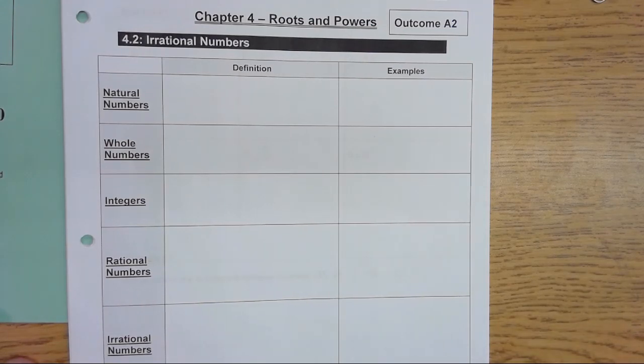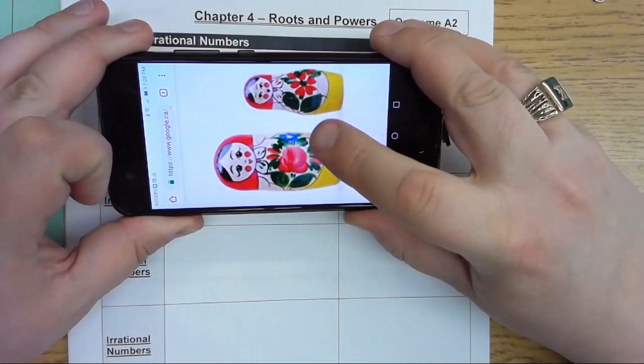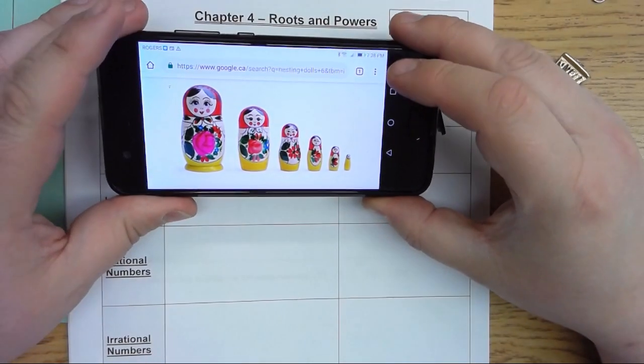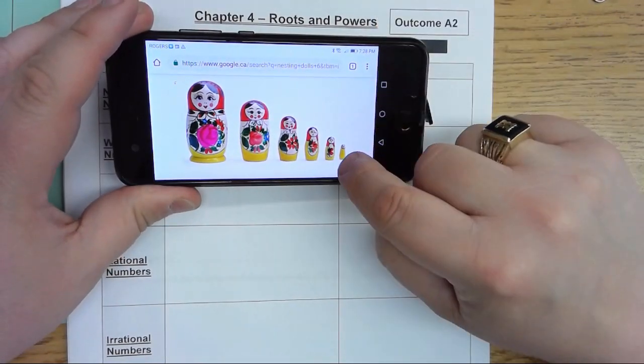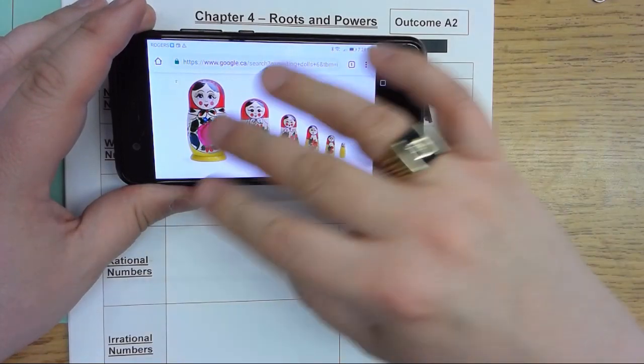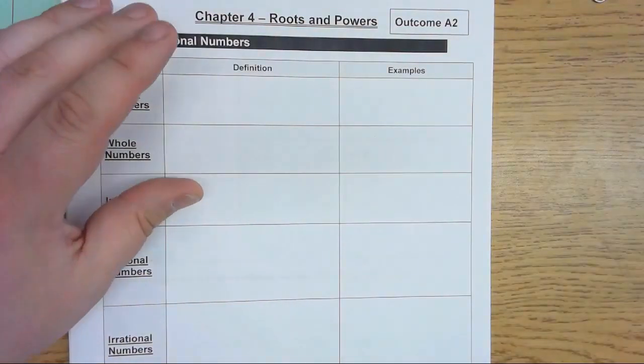I like to think of sets of numbers kind of the way I think about these things. Ever seen these things here? They're called nesting dolls or Ukrainian dolls. And the little one fits inside the bigger one, it fits inside the bigger one, fits inside the bigger one. That's the way I think about numbers.